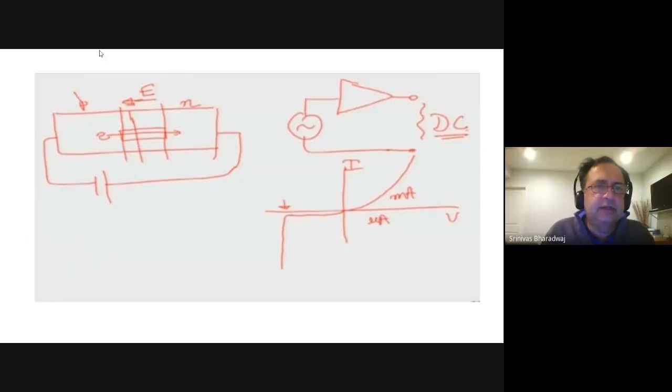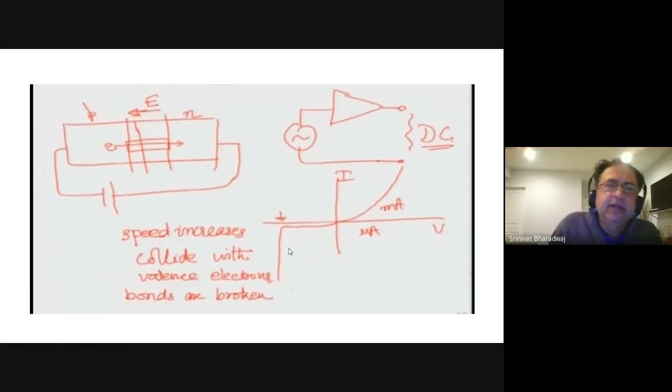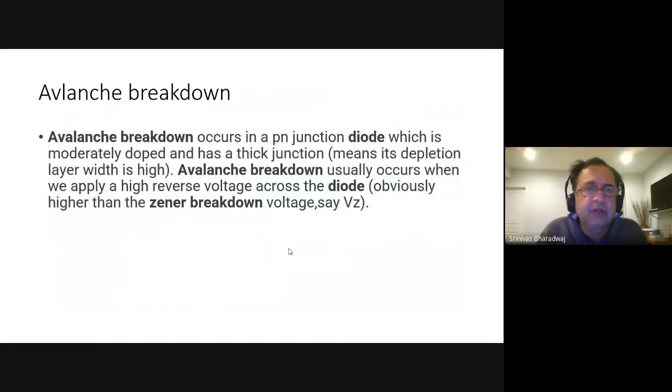So look at this. Here is the P type, then you have the negative connected to the P type, the positive connected to the N type. This is what is called reverse bias. So what happens in reverse bias? Very little current flows, up until a point, and that point is when suddenly everything starts breaking down. Speed increases, they collide with the valence electrons, and the bonds get broken. When the bonds get broken, there is a lot of current all of a sudden.